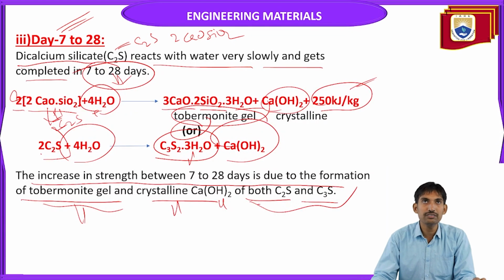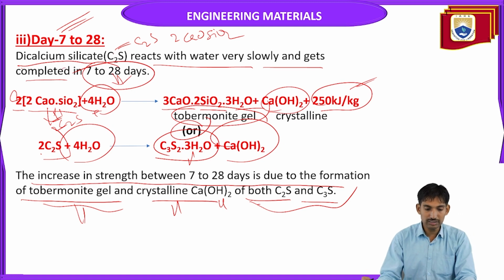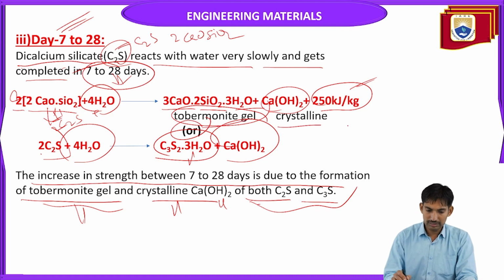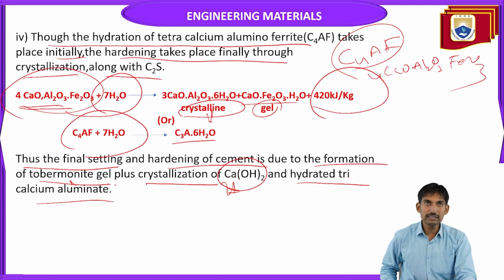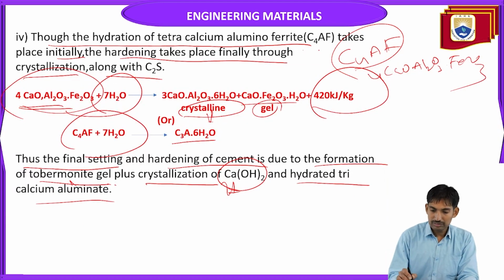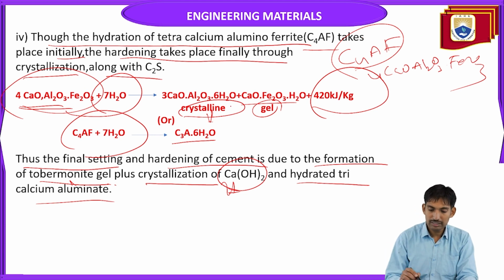Then day 7 to day 28, what happens? Dicalcium silicate reacts with water. It forms tobermorite gel and crystalline. Then the last one: the C4AF, tetracalcium aluminoferrite, reacts with water. It forms the crystalline gels.